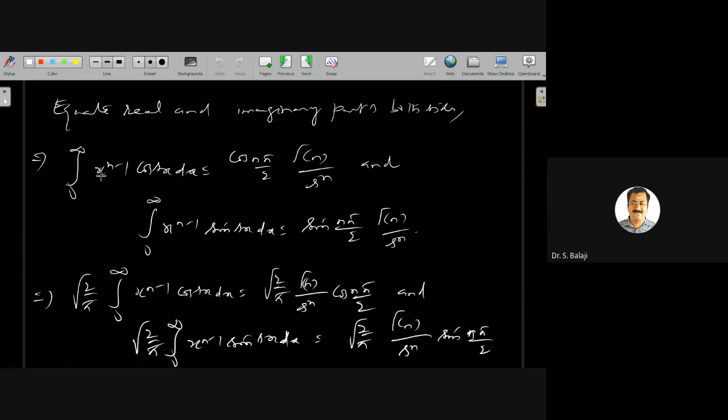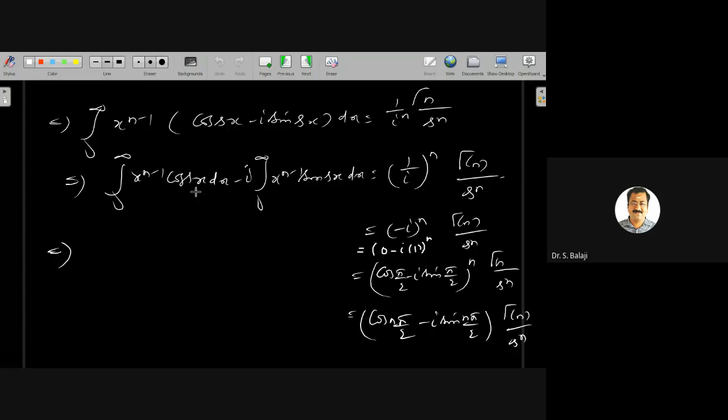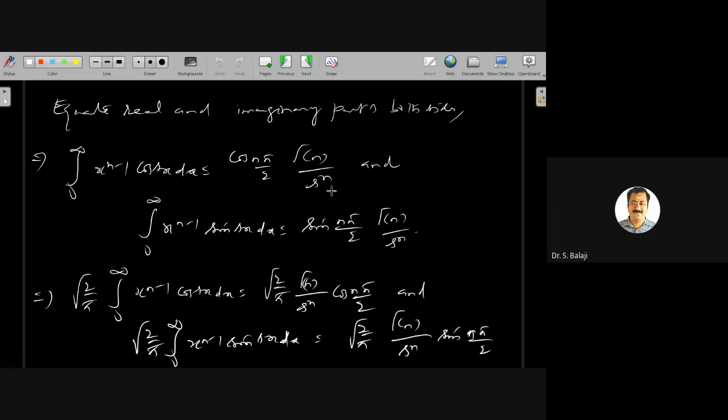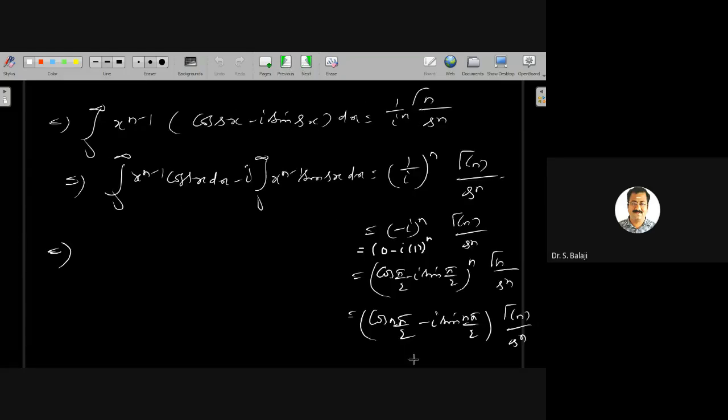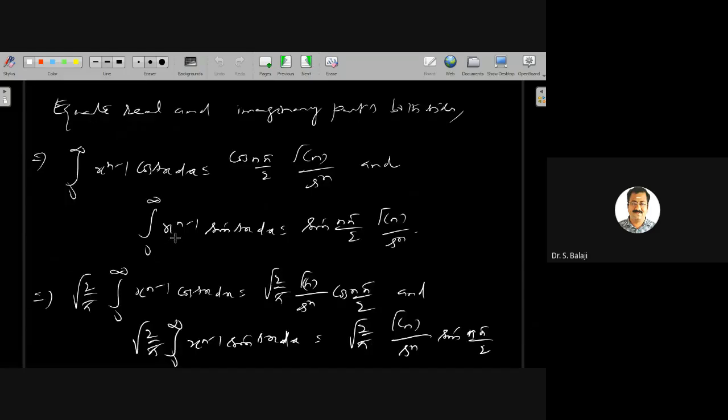The integral from 0 to infinity of x^(n-1) cos(sx) dx equals cos(nπ/2) Γ(n)/s^n. And similarly, here there is minus i on both sides, therefore both are plus. The integral from 0 to infinity of x^(n-1) sin(sx) dx equals Γ(n)/s^n sin(nπ/2). Right.